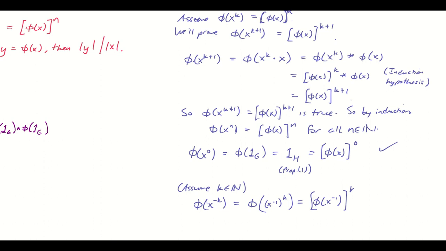So even though I was really proving it for x, the reasoning would work also for x inverse. There's nothing special about x. So I think I can go ahead and say this is true because k is a positive integer. But now what is phi of x inverse?